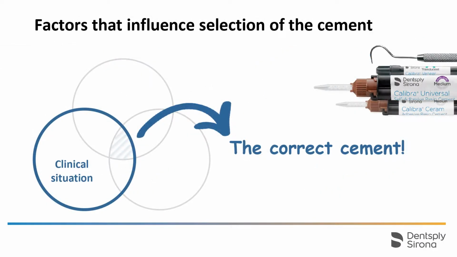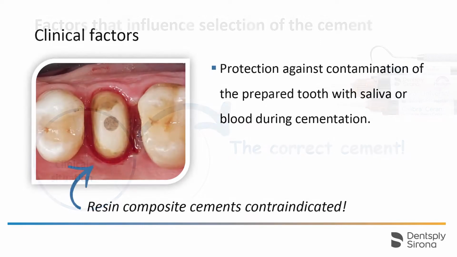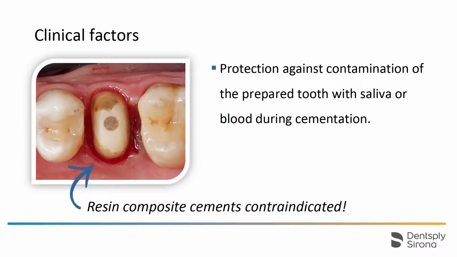Let us now take a look at the important clinical situations that influence selection of the cement. You have already got to know an important aspect that influences selection of the cement, namely protection of the tooth to be treated against contamination with saliva or blood.